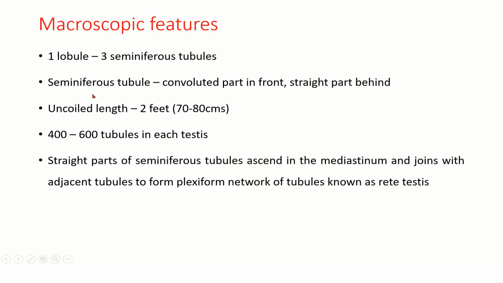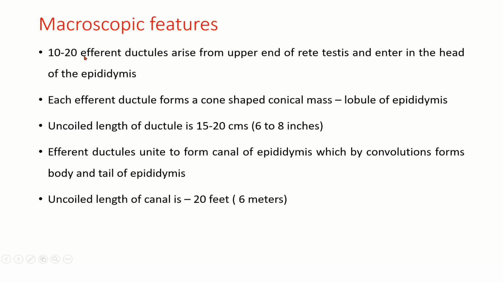Macroscopic features: each lobule will have two to three seminiferous tubules. Seminiferous tubules have a convoluted part in front and a straight part behind. The uncoiled length is around 2 feet, approximately 70 to 80 centimeters. 400 to 600 tubules are present in each testis. The straight parts of the seminiferous tubules ascend in the mediastinum and join with adjacent tubules to form a plexiform network of tubules known as the rete testis. 10 to 20 efferent ductules arise from the upper end of the rete testis and enter the head of the epididymis. Each efferent ductule forms a cone-shaped conical mass called a lobule of epididymis.